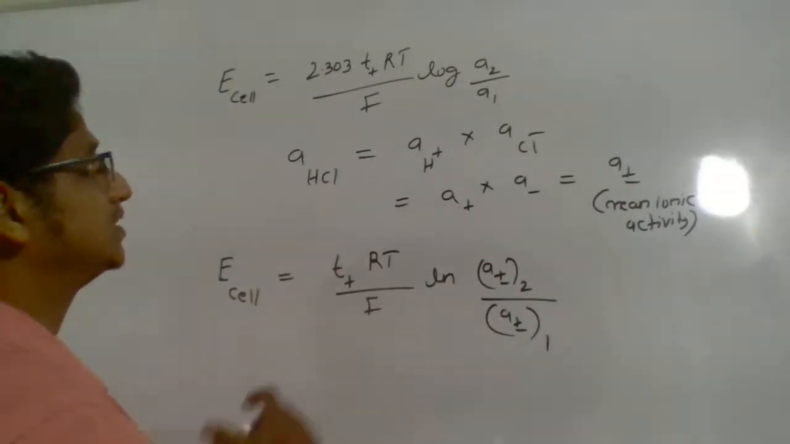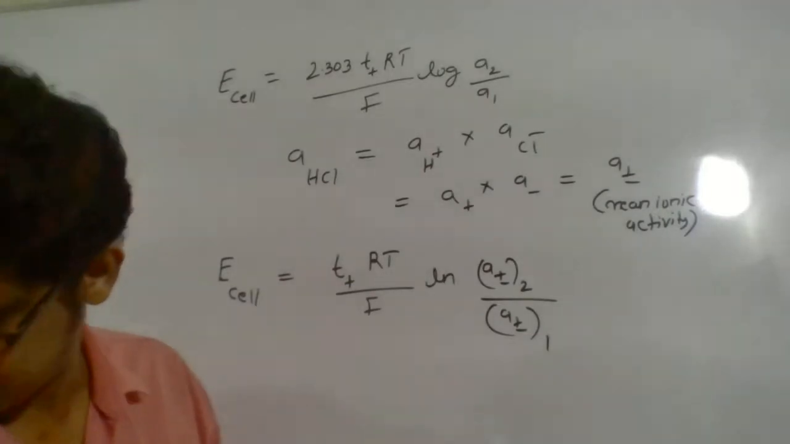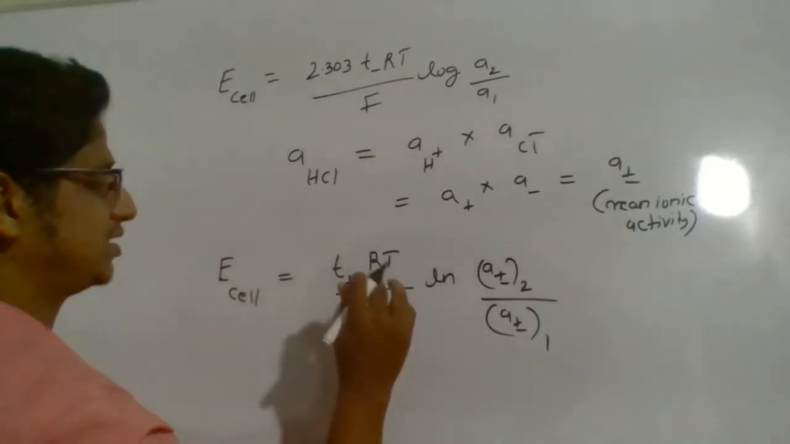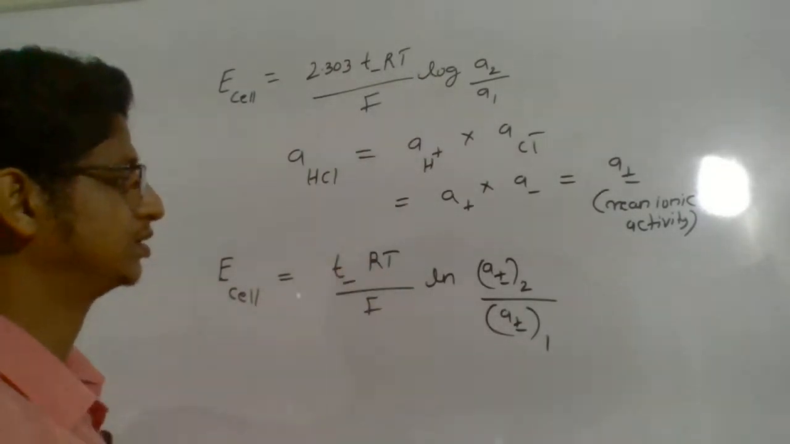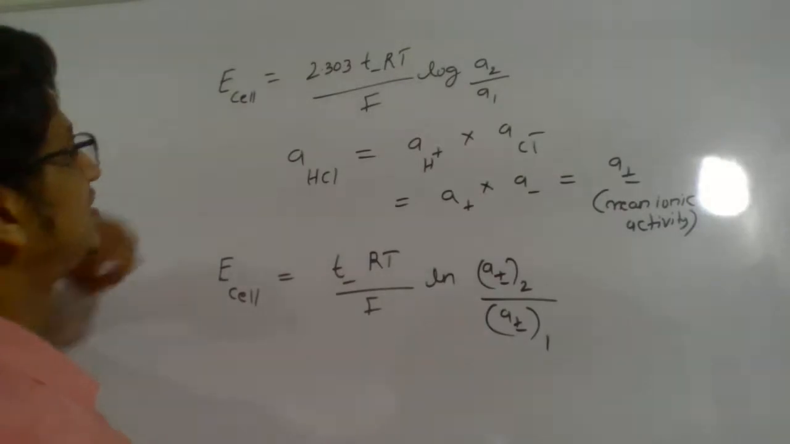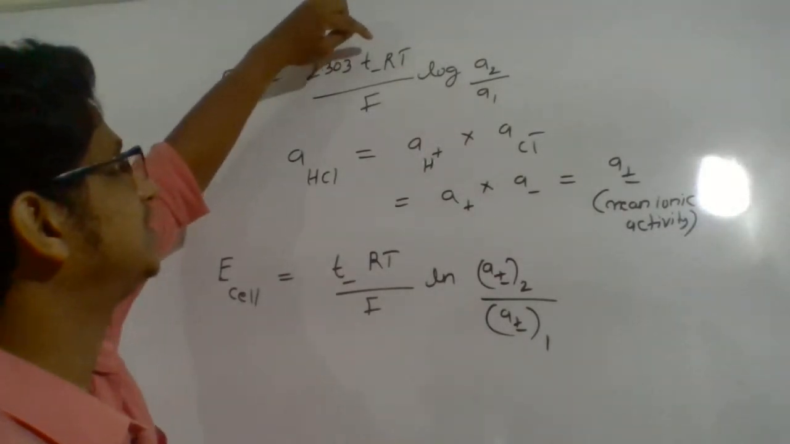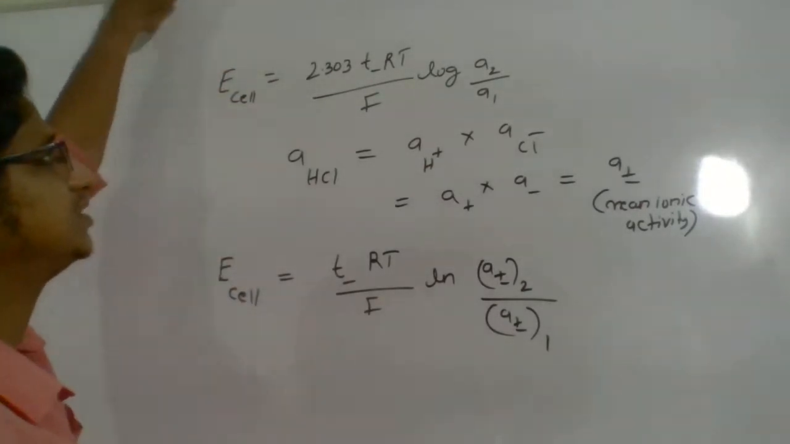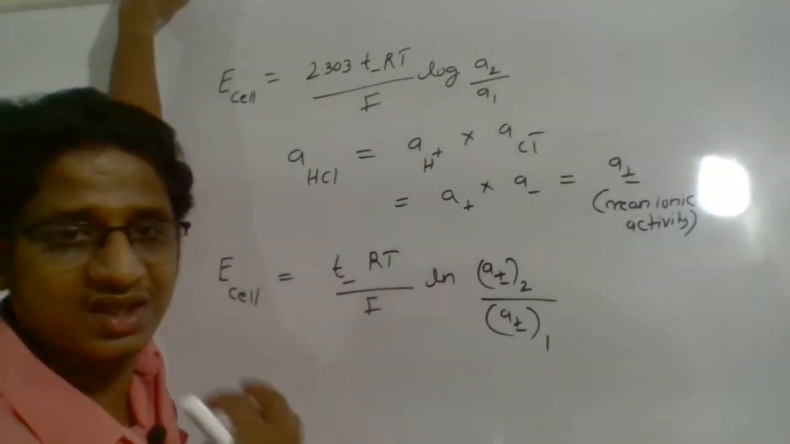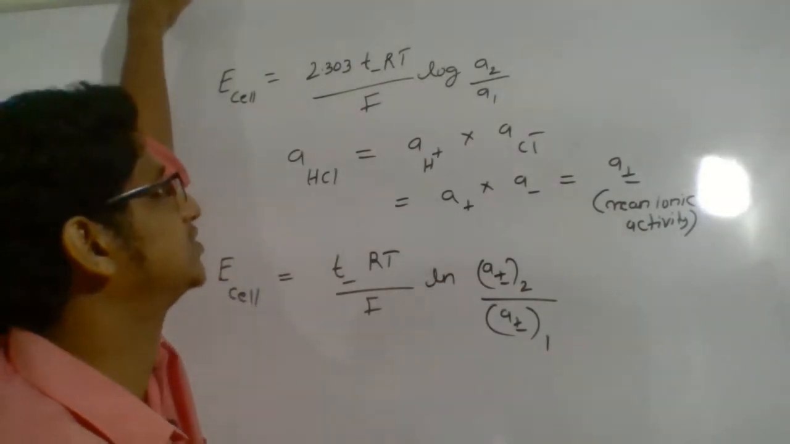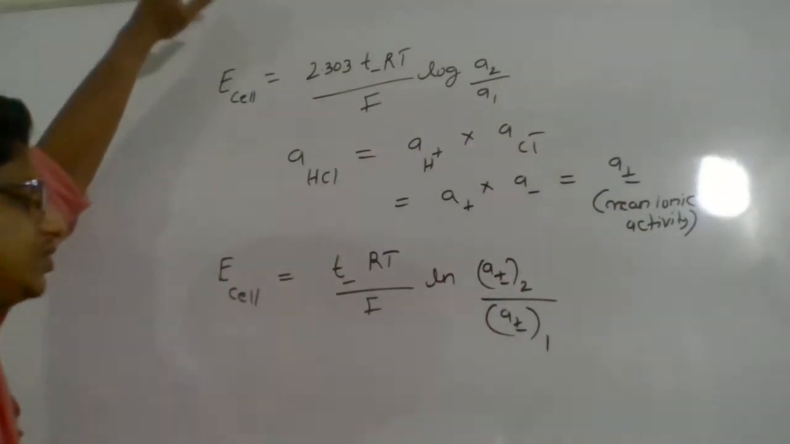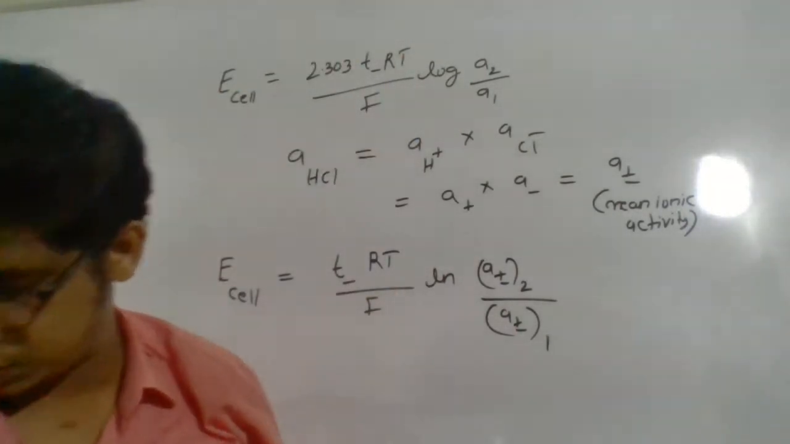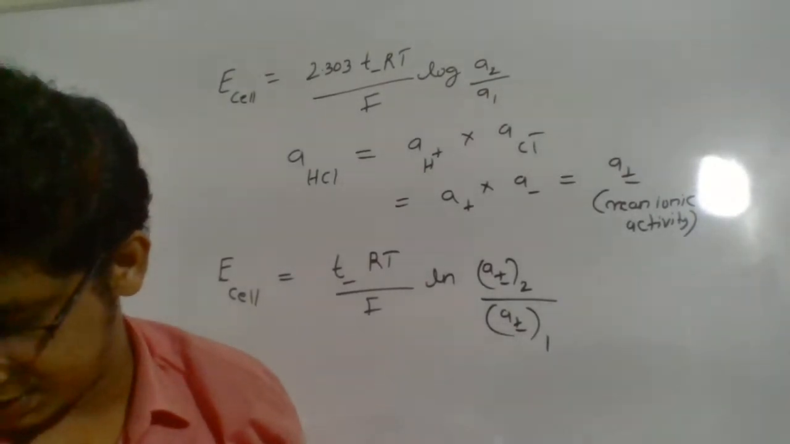Sorry, it's not t plus, it's t minus. Please correct it. The EMF of the cell is equal to 2.303 t minus RT by F log a2 by a1. This is the equation of the EMF of the electrolyte concentration cell with transference. So please correct it: E cell is equal to t minus RT by F ln a plus or minus 2 divided by a plus or minus 1.